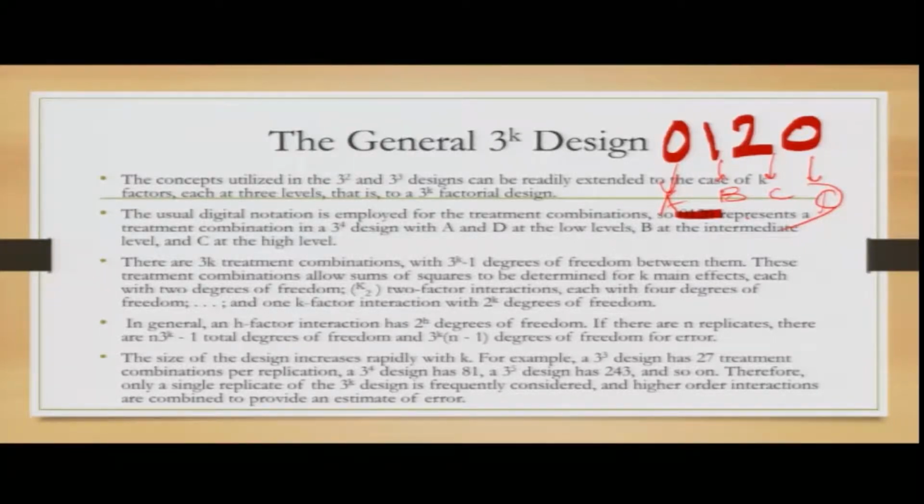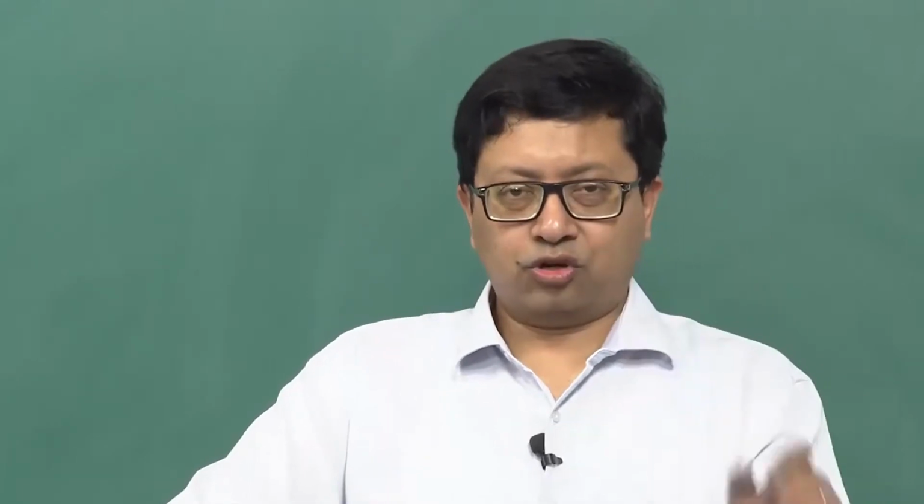So, it will be 2 to the power k if at 2 levels. If there are n replicates, then obviously n multiplied by 3 to the power k minus 1 will give you the total degrees of freedom, and the degrees of freedom for the error would be 3 to the power k into n minus 1. The sum of the degrees of freedom gives you the overall information: the sum of squares of all the factors plus the sum of squares of the errors, the white noise, added together should give you the total.